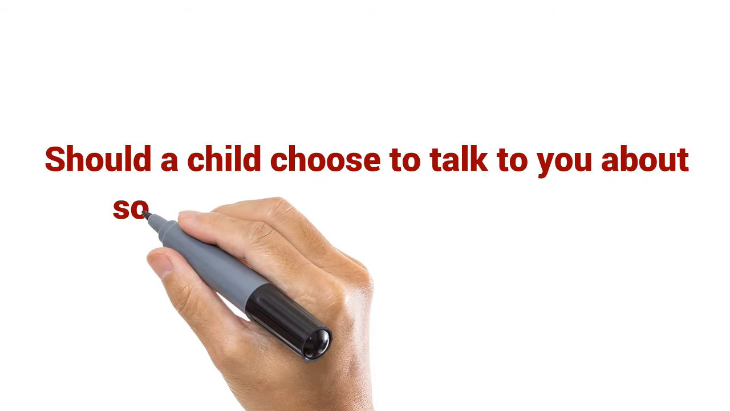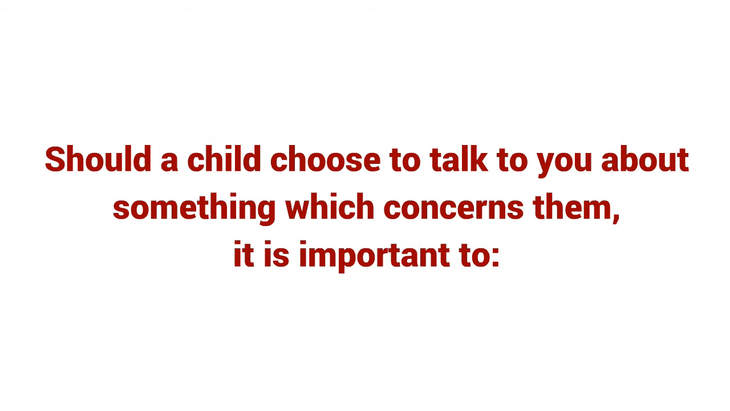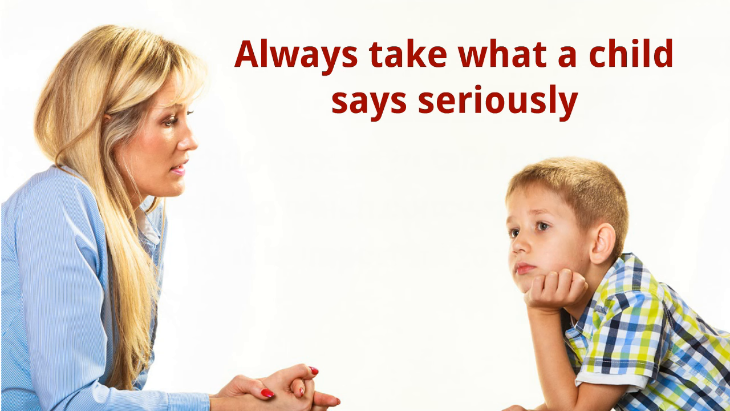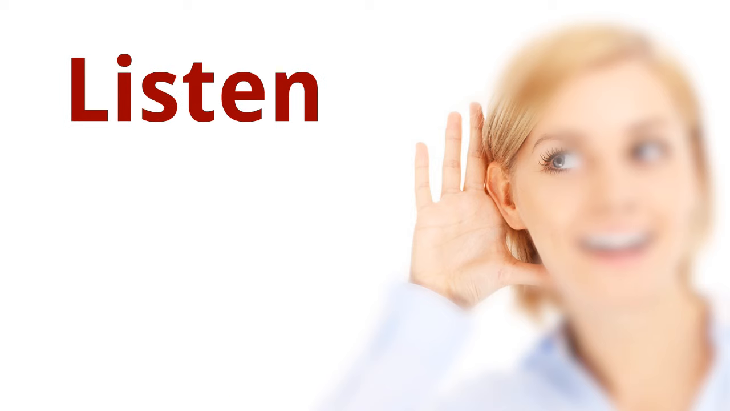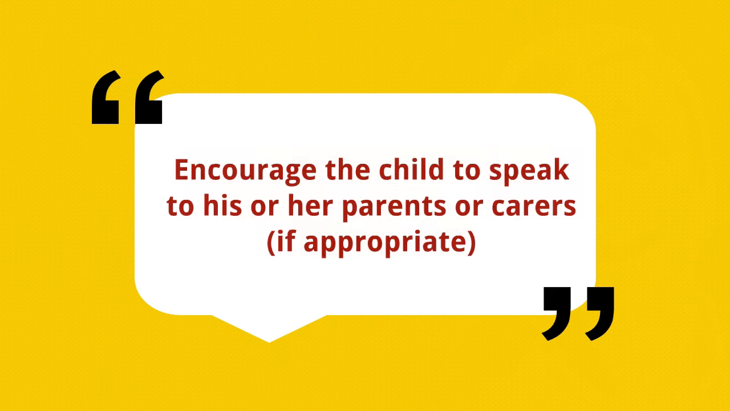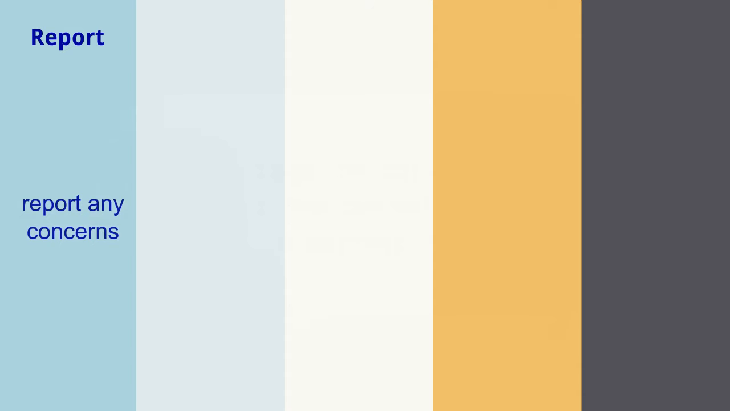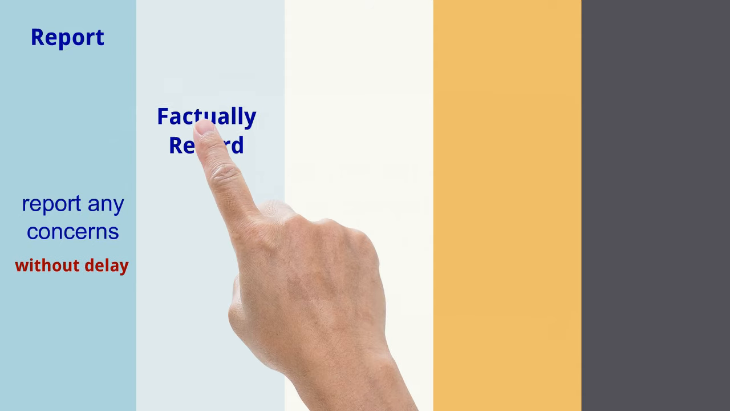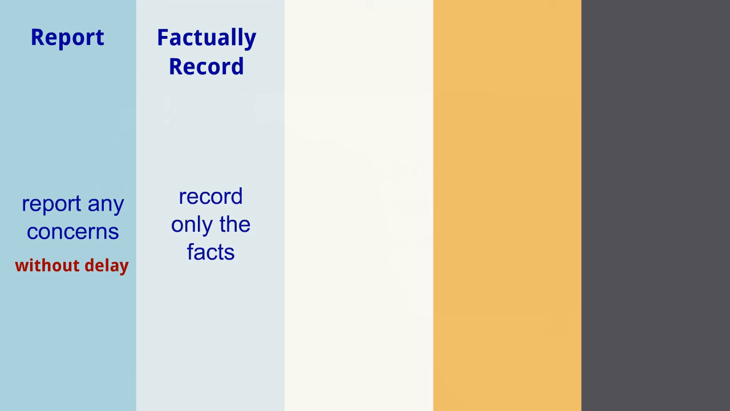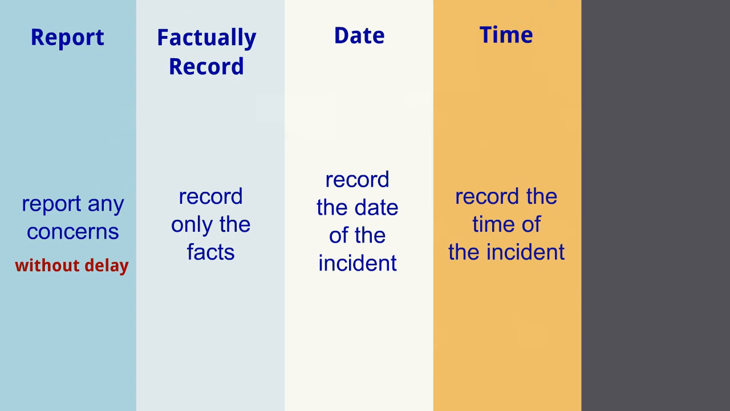Should a child choose to talk to you about something which concerns them, it is important to always take what a child says seriously. It's important to listen, but do not investigate. Encourage the child to speak to his or her parents or carers if appropriate. Make sure that you report any concerns without delay. Write down a factual record. Make sure that you date it, put the time, and then sign it.